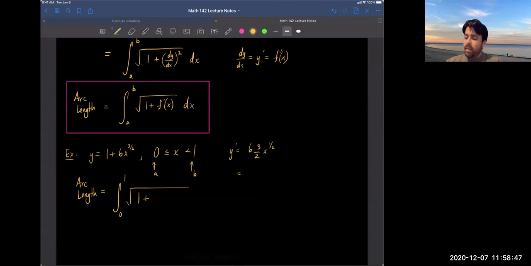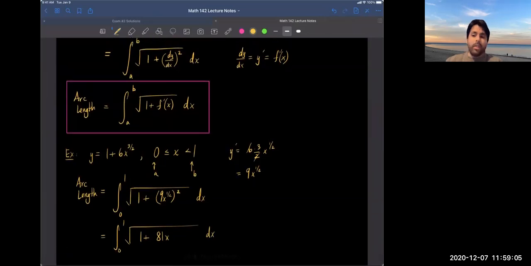So this is 3, this is 9, this is x to the 1 half power. So this is 9 x to the 1 half power squared dx. And so this will be the integral from 0 to 1 of the square root of 1 plus 81x dx. Then you would evaluate this by setting u equal to 1 plus 81x, and then du is equal to 81 dx, which means that 1 over 81 du is equal to dx, and so on and so forth. But I'm not going to continue with that. So we're done with the arc length portion.